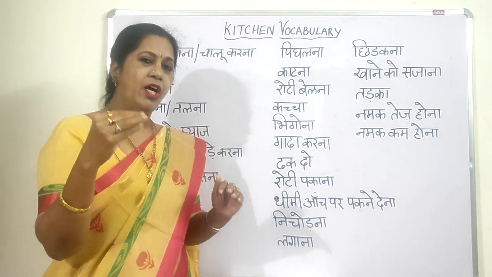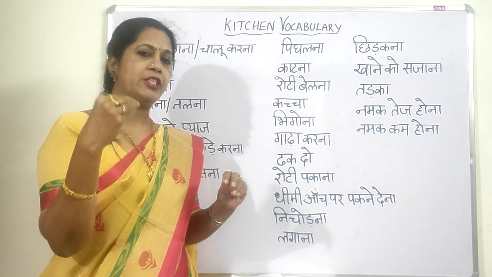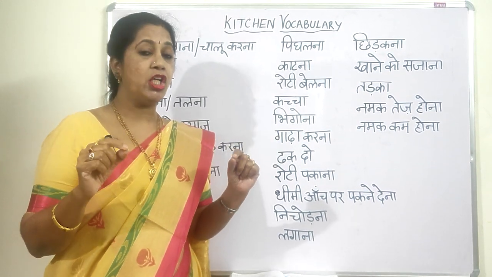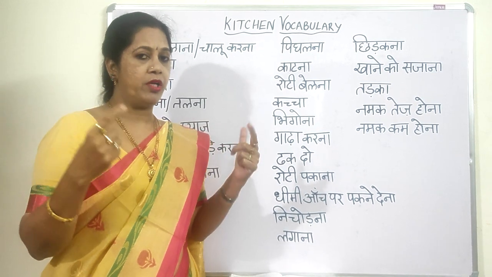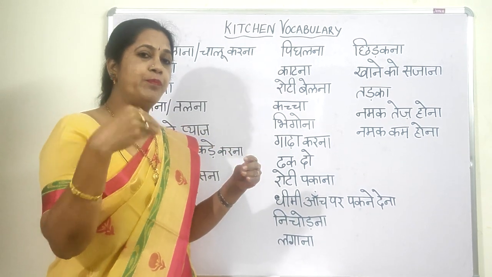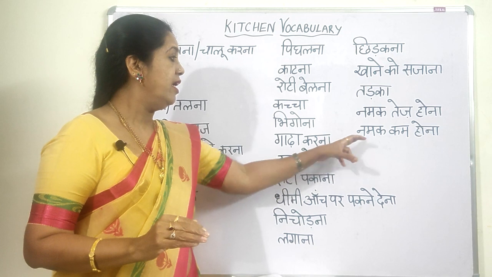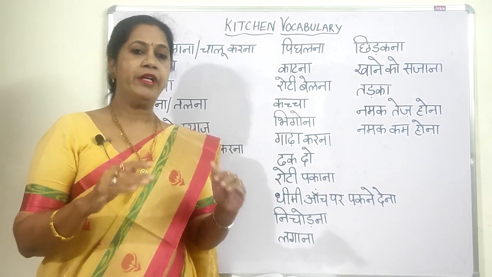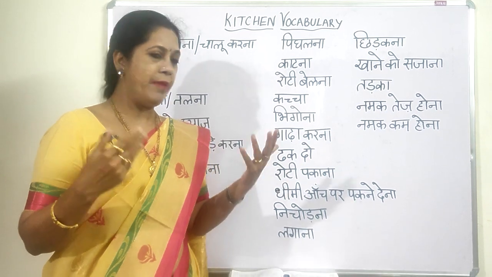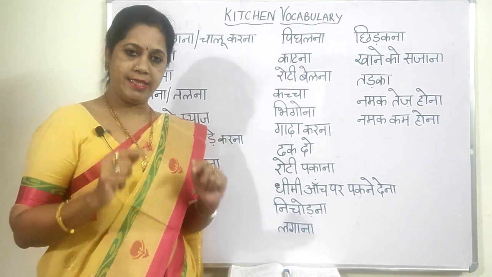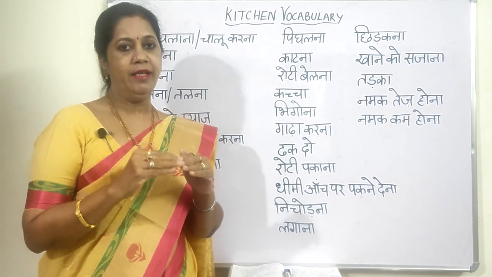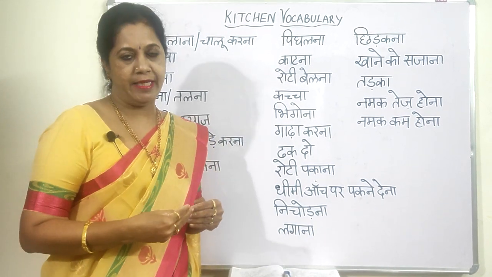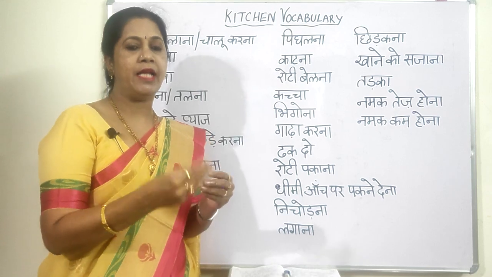Namak tez hona. Namak tez hona means और थोड़ा ज़्यादा होना. It should be little more. If you feel namak tez है, then the salt is strong. It is more. So you have put little extra salt. Namak kam hona. So the salt has to be less or it is less. नमक कम है, if you say salt is less, that means some more salt has to be added. थोड़ा और मिलाना पड़ेगा और थोड़ा ज़्यादा नमक डालना पड़ेगा.